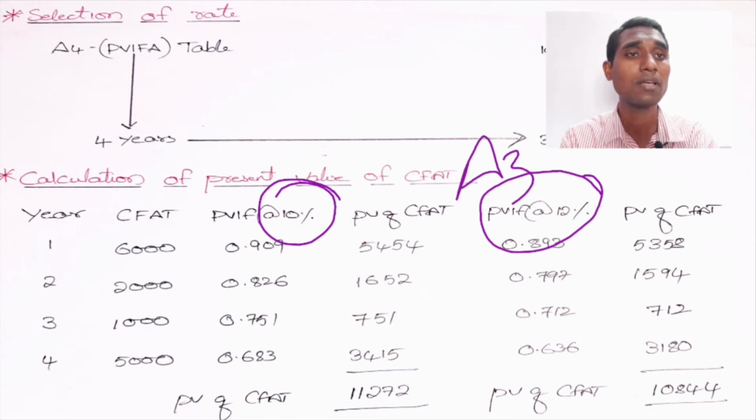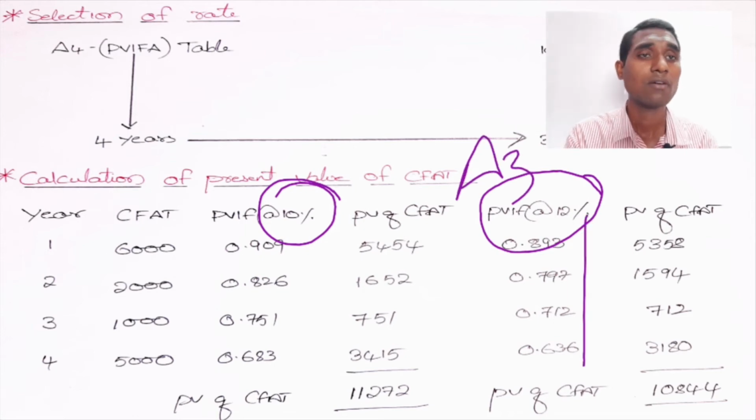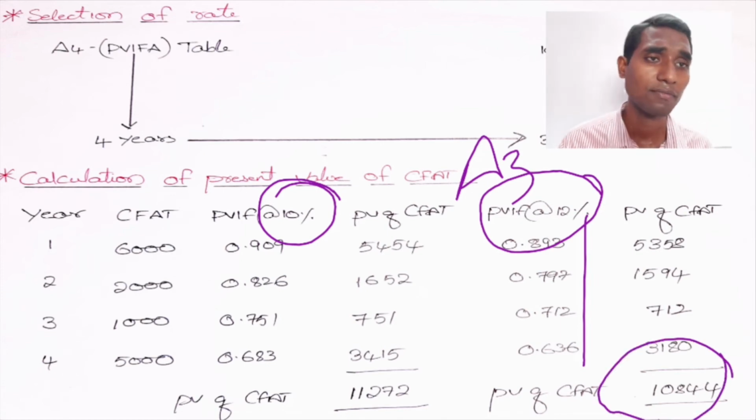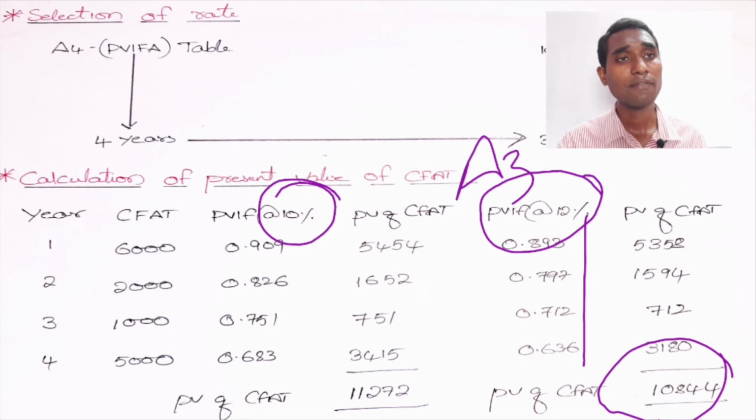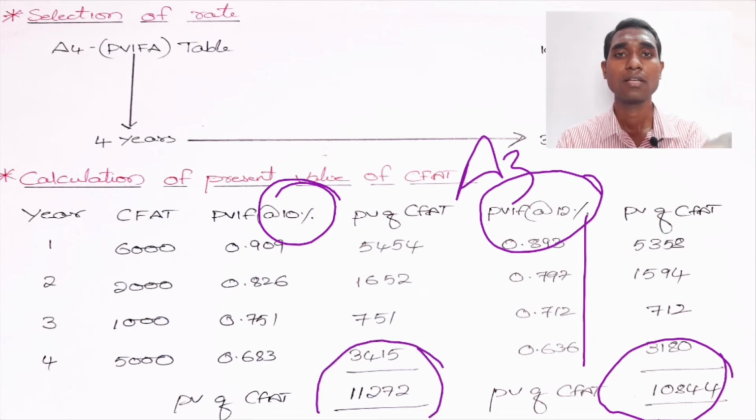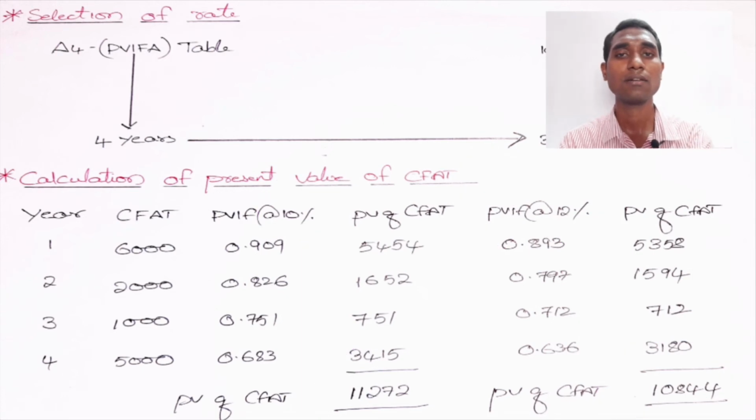Again, A3 table. I have written down the values from the table. For your information, the link to the table values is given in the description box. You can click on the link and view the table values. Now, the PV of CFAT is 10,844, and my CO is 11,000. One figure I have is less than 11,000, that is 10,844, and one figure is more than 11,000, that is 11,272. That's all. So, let us prepare the ingredients out of this.